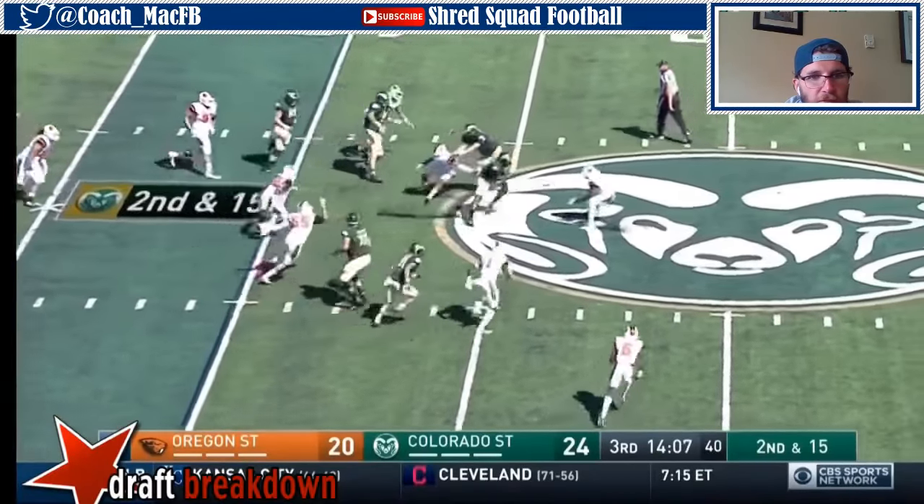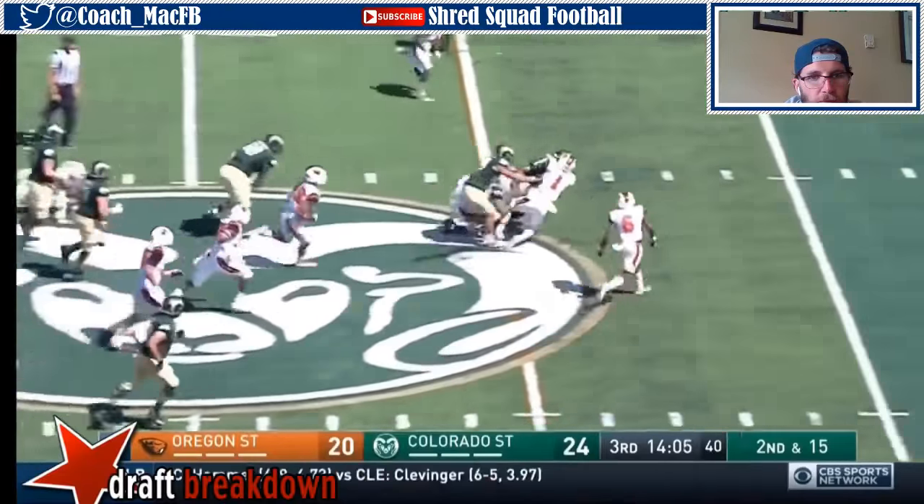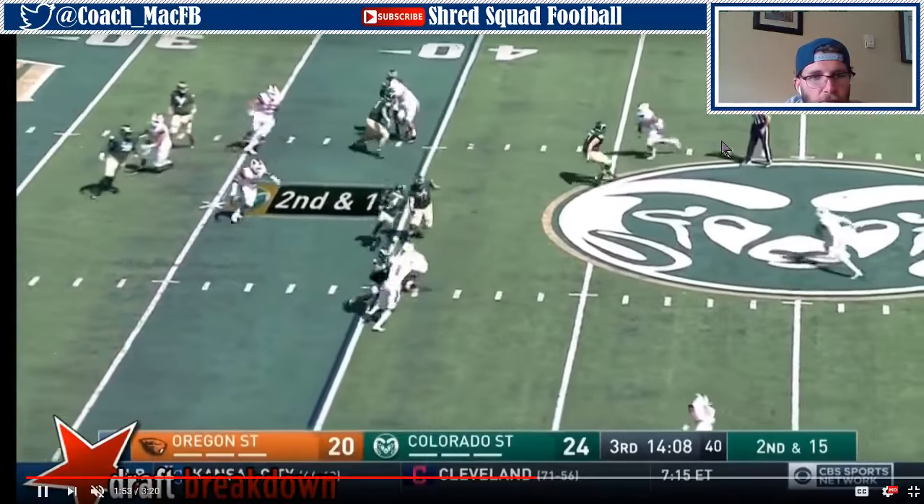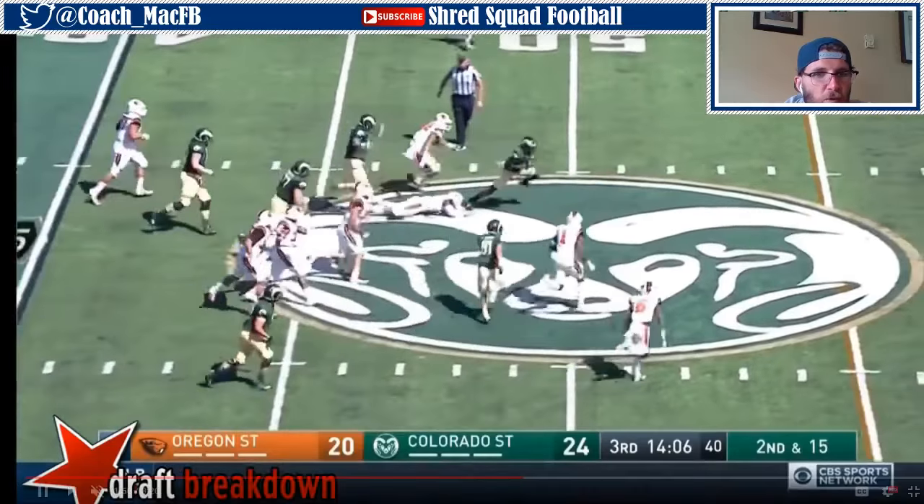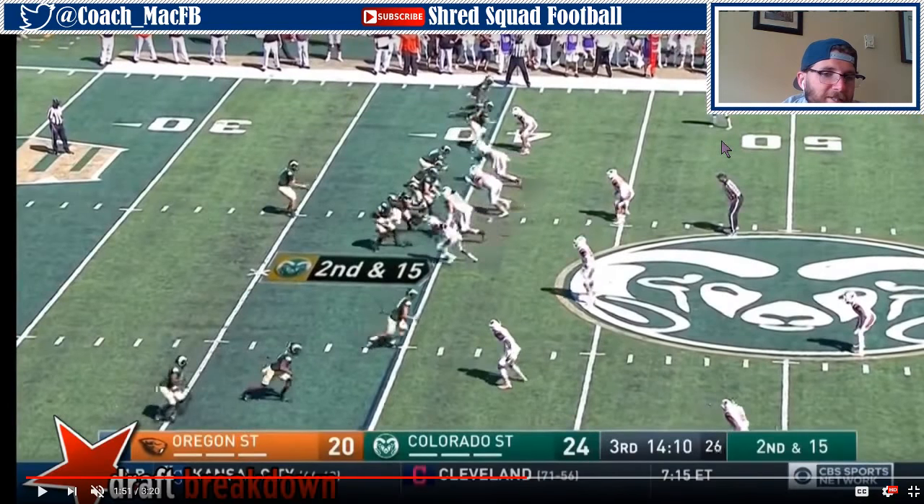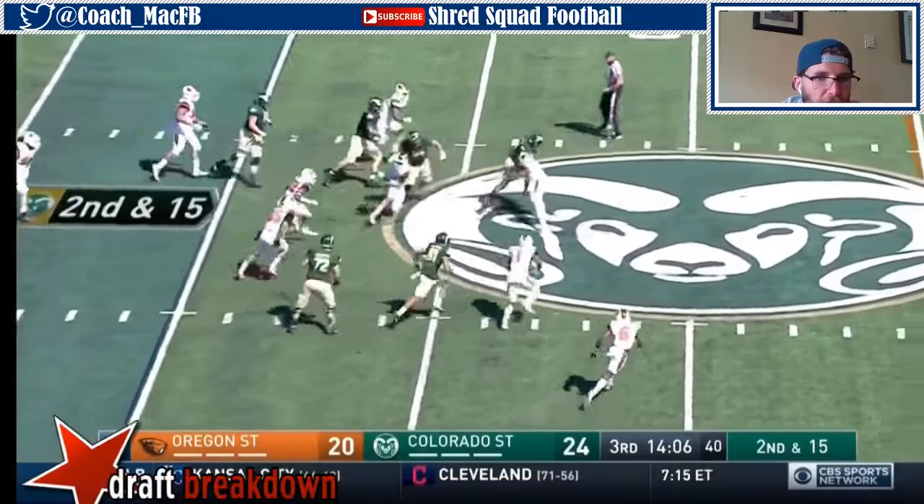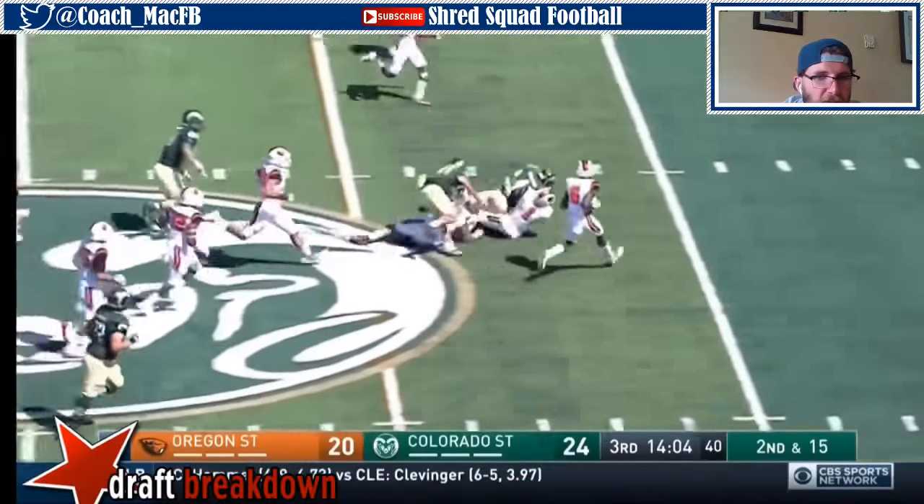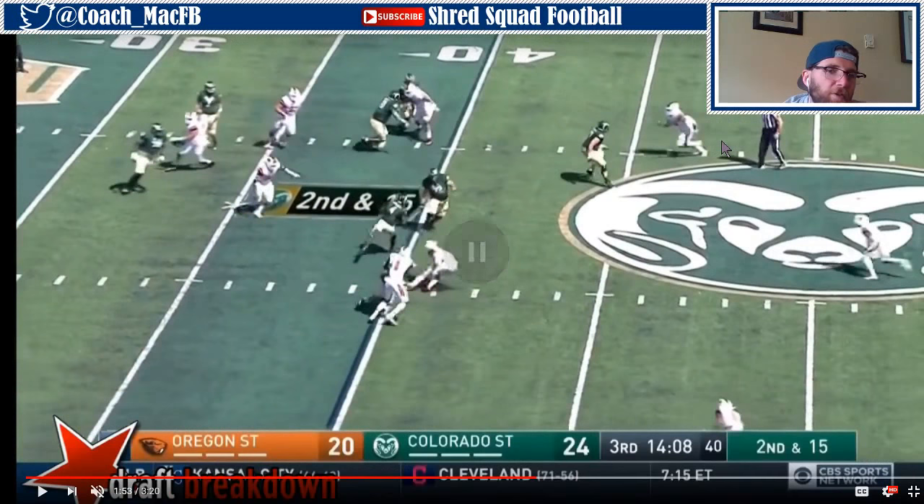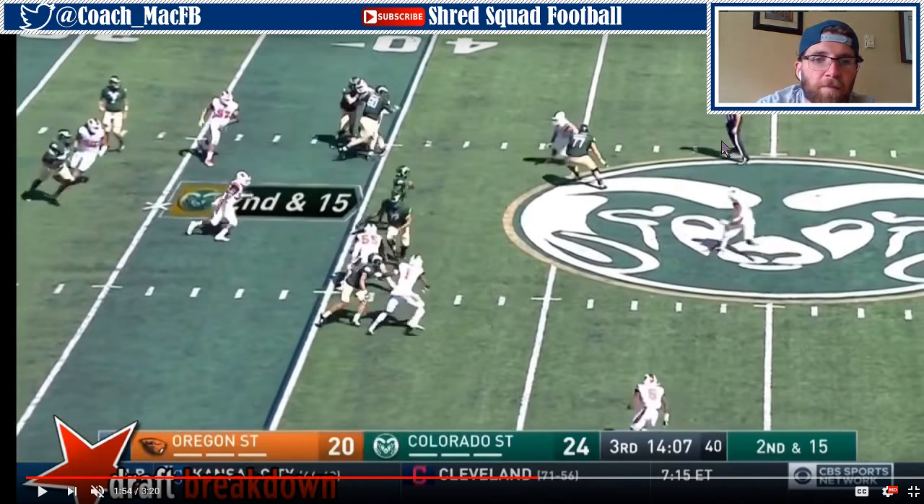Ooh, tunnel screen. See, this is where the elusiveness and avoiding contact comes into play. Watch on the screen. See how he evades all the contact? That's what you want to do as a receiver. You don't want to get hit. That's where it comes down to watching film, which is so important.